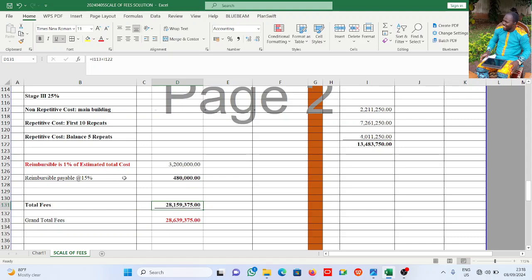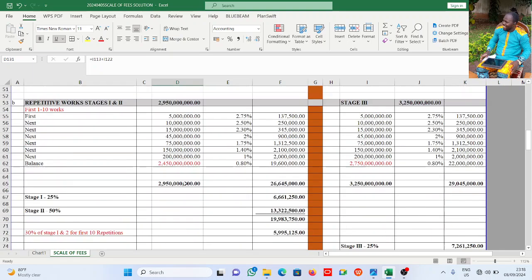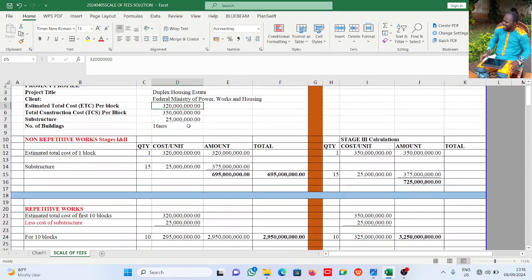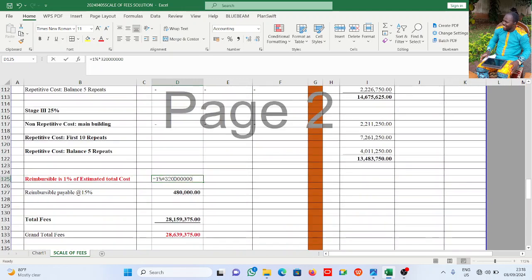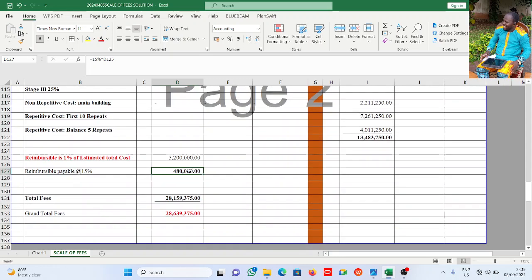Estimated total cost 1%. Now, our estimated total cost here is 320 million. So 1% of this is the maximum reimbursable, which is 1% of 320 million is 3,200,000. All right. So 15% of that maximum reimbursable is what is to be paid to Messrs Global Blessings Limited. This is 480,000. So if I add it to his fees, that gives us 28,639,375 naira. The same is applicable to other professionals also.